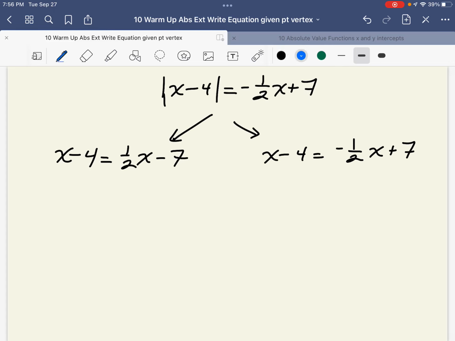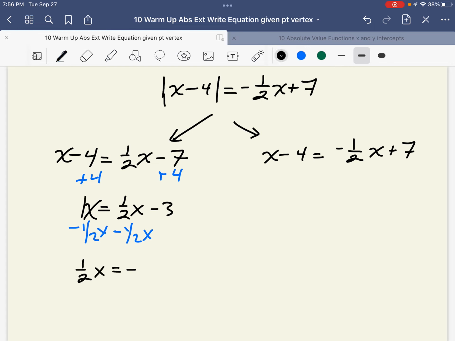You got to solve these. And again, you got to kind of get over the fact that we have some fractions. Just got to get over it. We're going to solve these. We're going to add 4 to both sides. That gives us x equaling 1/2 x minus 3. And then you just want to subtract this 1/2 x over here. And that's not that bad. If you subtract 1/2 x from x, or from 1x, you get 1/2 x. Now, if 1/2 x equals -3, then x equals -6.